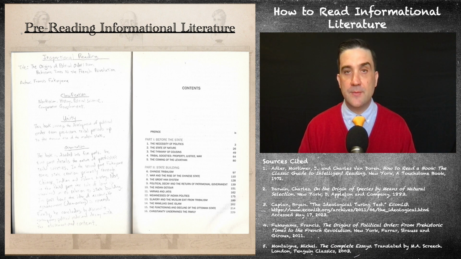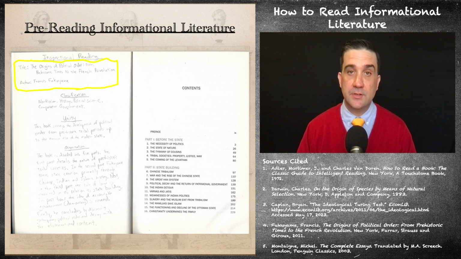Adler and Van Doren call this inspectional reading, as you can see here from my copy of Francis Fukuyama's On the Origins of Political Order. So I'm going to use my pre-reading annotations of this book to help guide you through the process of pre-reading or inspectional reading. And there are 4 parts to this pre-reading annotation. First, you want to find a blank page somewhere, preferably at the beginning of the book, near the title page, and you want to write down the title of the book and also the author's name. Then what you want to do is look at a few key parts of the book. And when I say look, I mean just skim quickly any text that's found there.